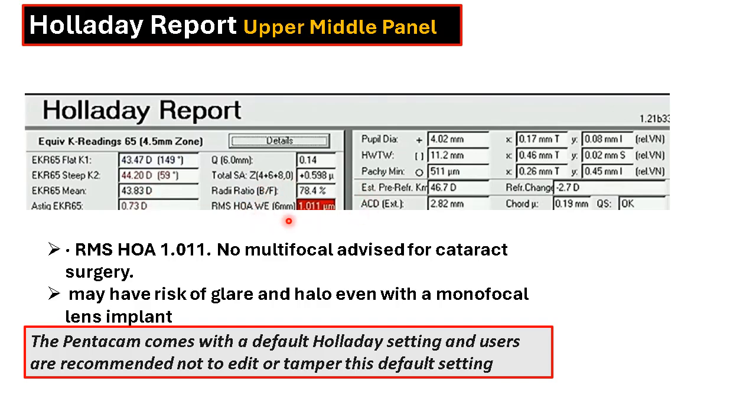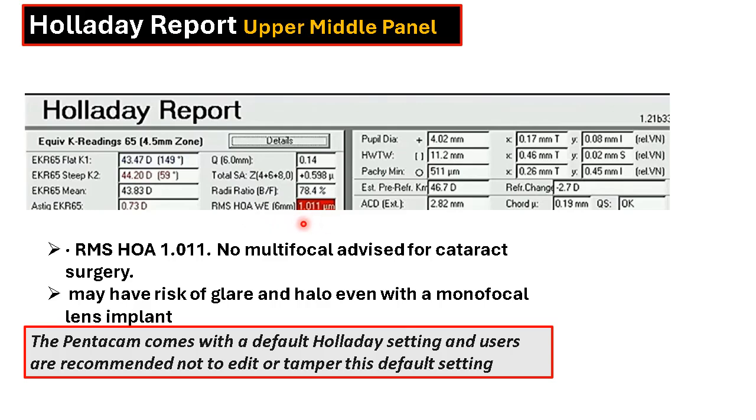So, for example, this is the RMS HOA, which is the root mean square for the high order aberration wave error. Normal values of this item should not exceed 0.37 micrometer. This represents the total aberrations present in the eye, which is mainly of corneal origin. Now, this patient has 1 micrometer, which is very high.